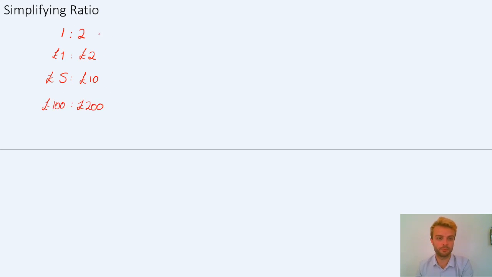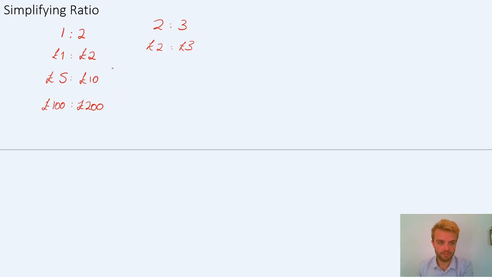All of those examples represent the same ratio because every time the person on the right has the same proportion of money to the person on the left, which in this case is double. But it's not always quite as straightforward as just saying double. Sometimes you might have the ratio 2 to 3. So for every £2 the person on the left has, the person on the right has £3. So it's a bit harder to put into words then because it's not like it's double, but that's what a ratio is. It's an uneven sharing of money.